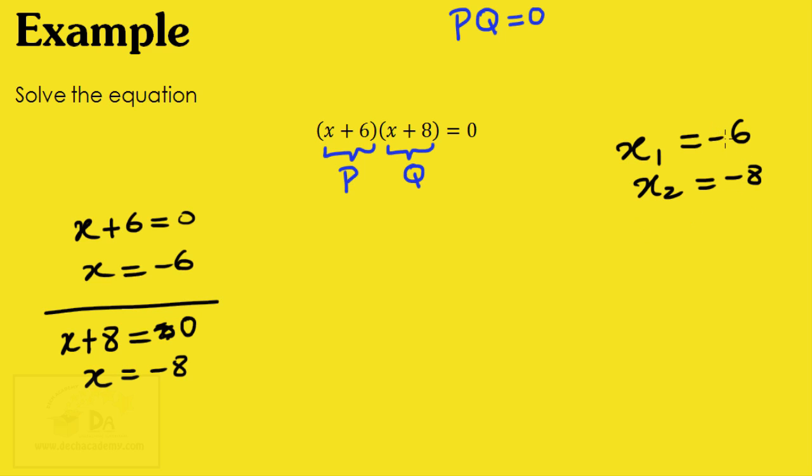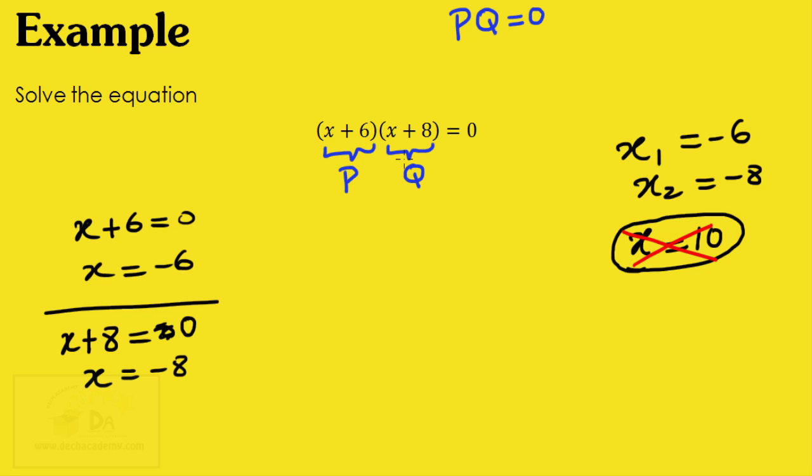So test this at home. Replace x with minus 6 in this equation and check if the left hand side and right hand side match. Replace x with minus 8 and also check the left hand side and right hand side match. And replace x, just for the fun of it, with 10, and you'll find that the right hand side and left hand side of the equation will not match because x equals 10 is not a solution.